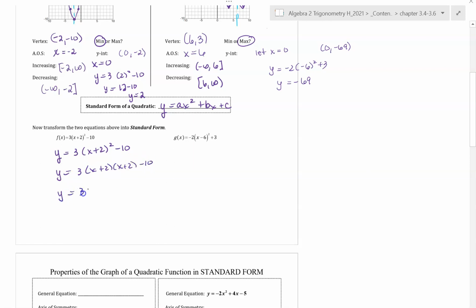So we end up with 3 times the quantity x squared plus 4x plus 4. We can distribute the 3 and combine like terms. So now we have standard form. Why don't you go ahead and pause the video and transform g of x into standard form.